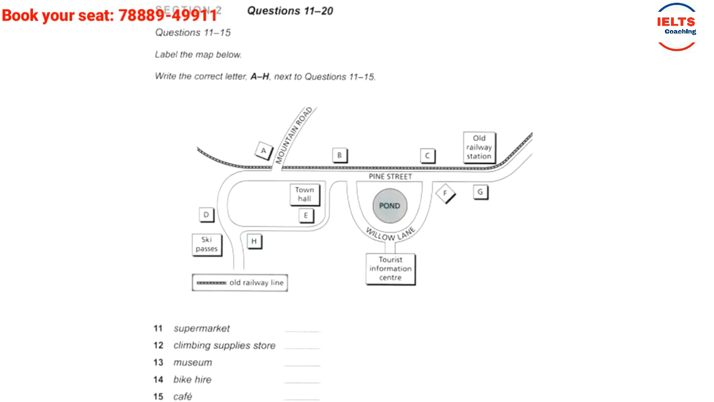We are going to look for cafe. Last but not least, if you're hungry after a long day's trek, I can recommend our local cafe. Again, when you leave the Tourist Information Center, turn right and follow Willow Lane until it joins Pine Street. And right opposite, on the far side of the railway tracks, is the cafe.